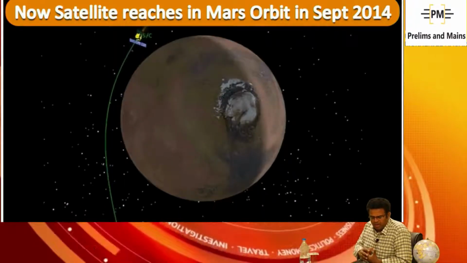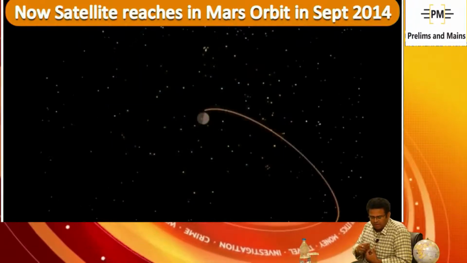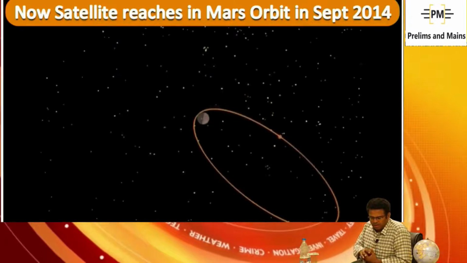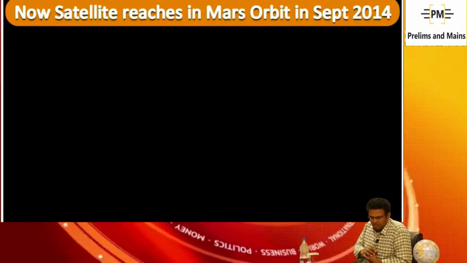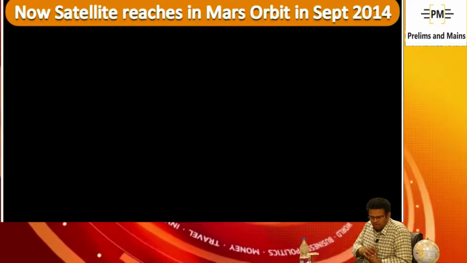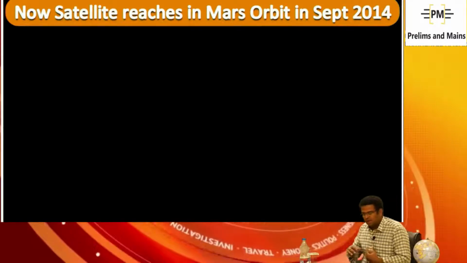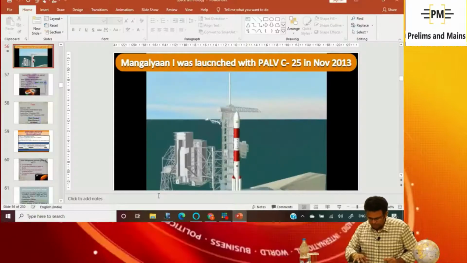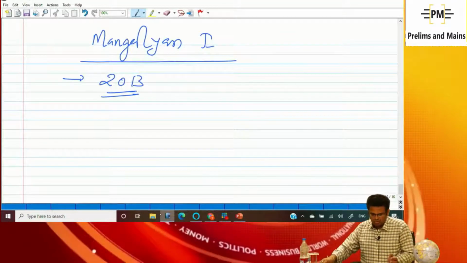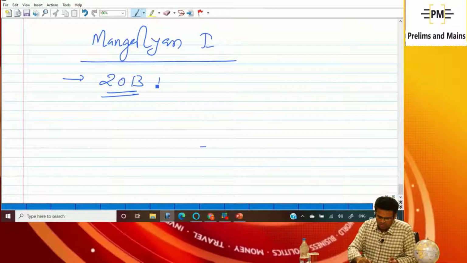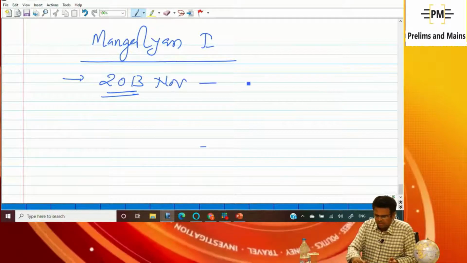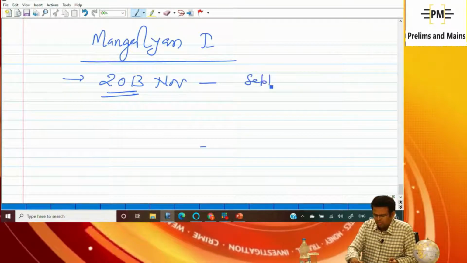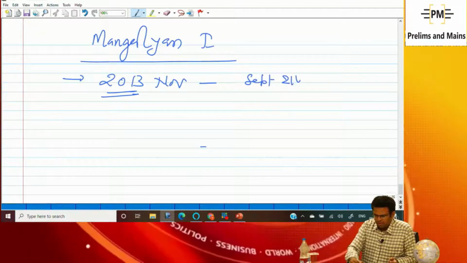When it comes into the Mars gravity, it starts revolving around Mars, and it takes 72 hours to orbit around Mars. So this way Mangalyaan 1 was able to reach Mars. It was sent in the month of November 2013, and it was able to reach somewhere in September 2014.